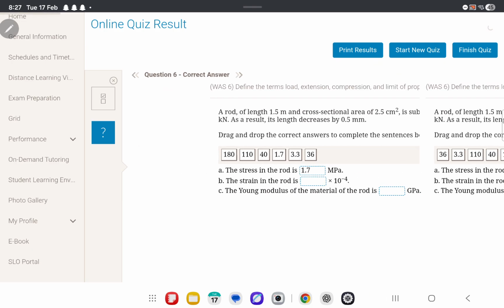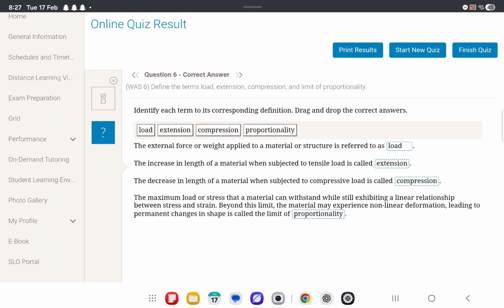Moving on to question 6. Okay, question 6 finally loaded for me. It's memorizing and it's really easy. The external force or weight applied to a material or a structure is referred to as load. Just know it, and refer to it whenever you need it. So it's just any external force or weight that you apply to a material or structure.